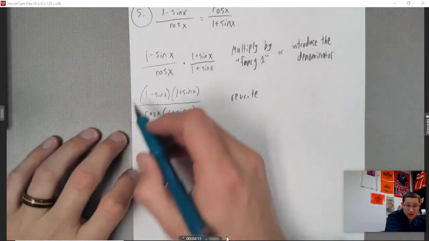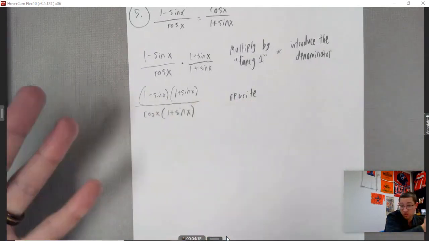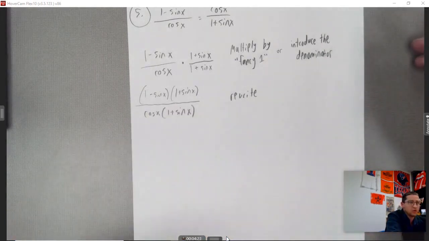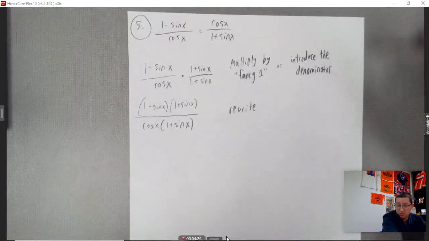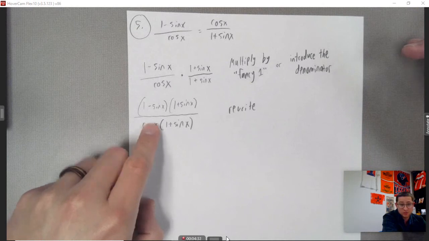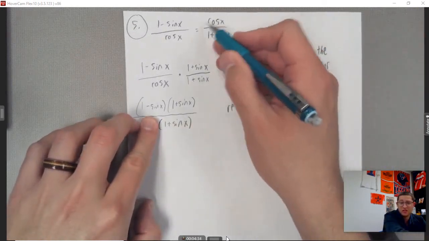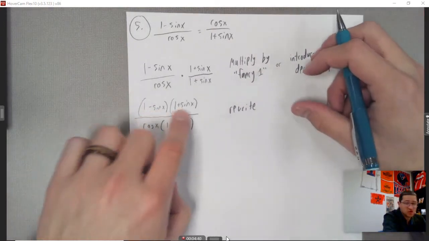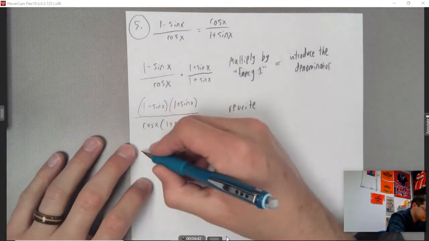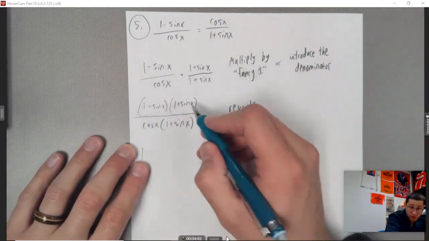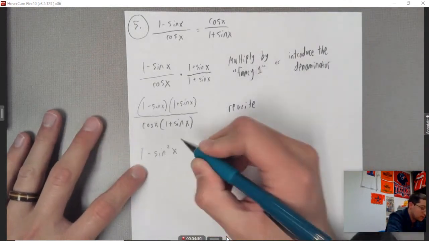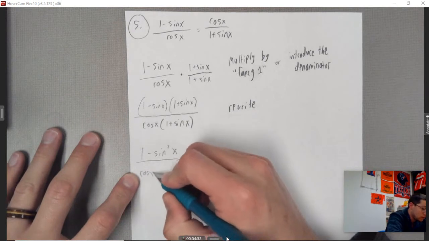From here, let's FOIL out this and this and see what we end up with. How do I know to do that? Truth is, I don't really know. My goal here is to cancel that cosine, because once I get rid of it, I should end up with just this up here. So I don't know to do that, but we're just going to try it out and multiply the top and see what happens. We do it, and we see that it's a difference of squares problem. So I end up with 1 minus sine squared of x all over cosine.